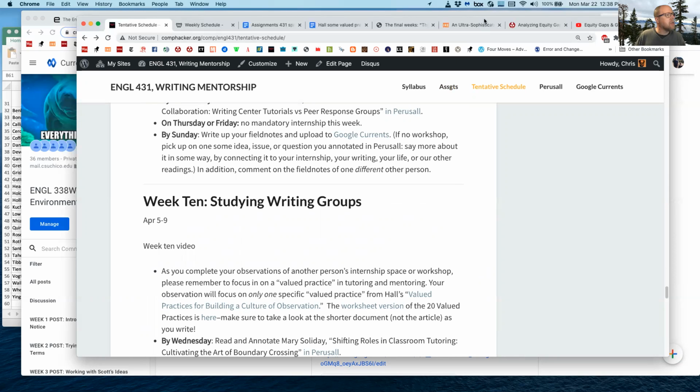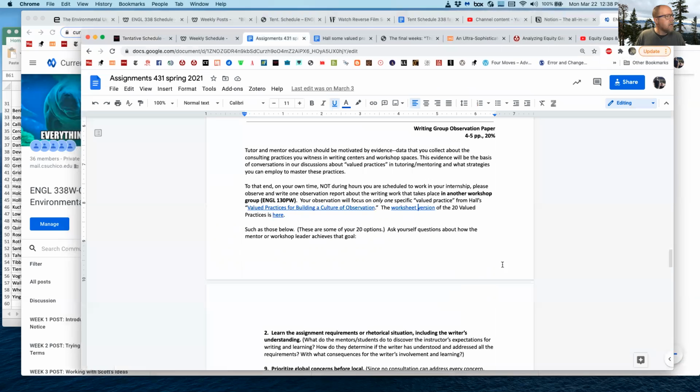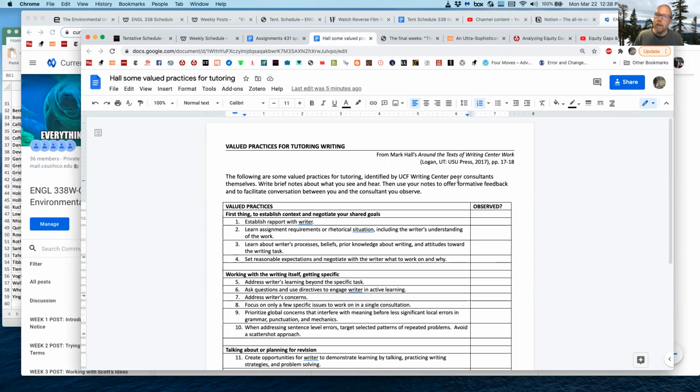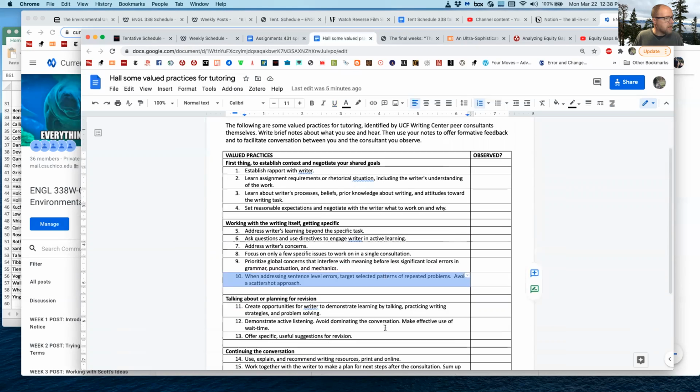The goal of this next paper, and I'll just click over here very quickly so that you could see this, is that you are writing a paper much like your being tutored paper that offers a thick description of what you see there, which is laser focused on one of the 20 valued practices from Mark Hall's book, Around the Texts of Writing Center Work. Now, you notice in his title, Writing Center Work, the kinds of practices that he talks about here: setting reasonable expectations, addressing sentence level errors, target selected patterns of repeated problems, offering specific useful suggestions for revision, are really about a writing center appointment. But in all kinds of ways, I would say that these are a good place to start in terms of how we understand writing groups as well.